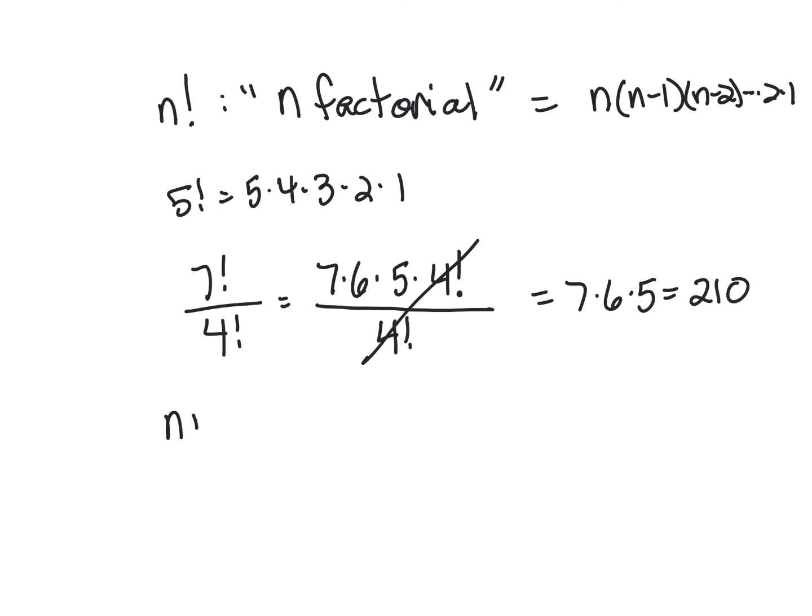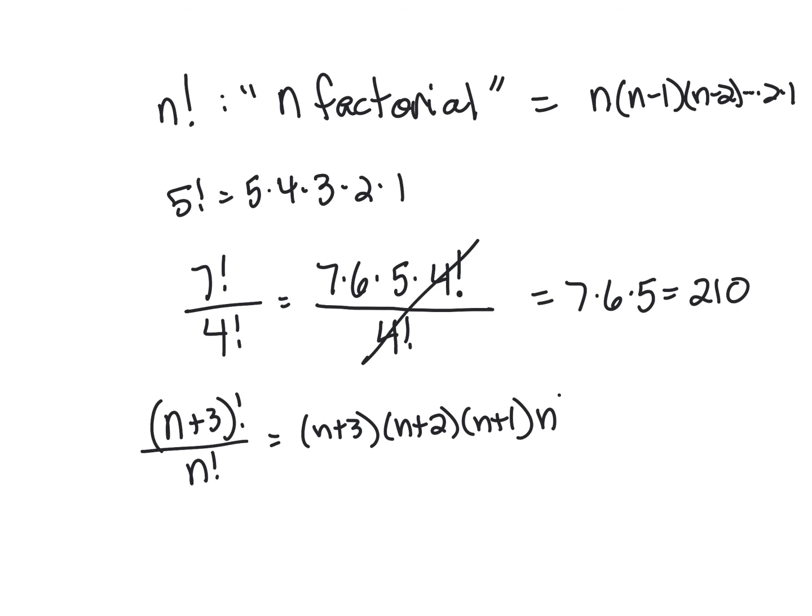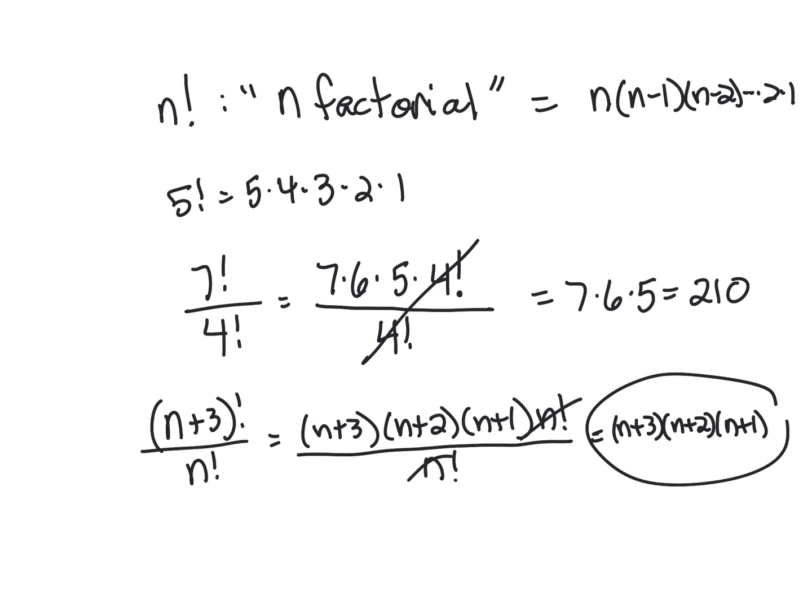So if I had n plus 3 factorial divided by n factorial, I get n plus 3, n plus 2, n plus 1, n times all the numbers below it, divided by n times all the numbers below it, bang, bang, and I get that beautiful product with 3 factors. But they cancel out, which is nice. You're going to use this a lot when you're doing your testing processes later in the chapter.